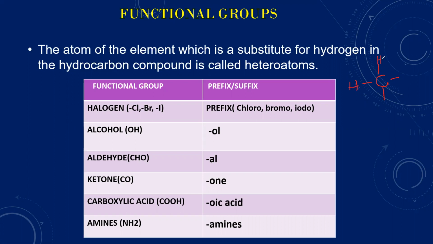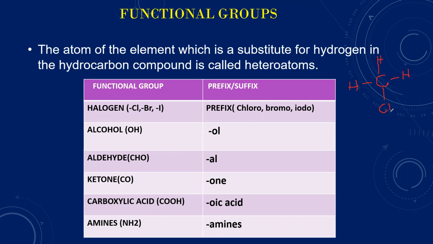So this is the structural formula of methane. We know the formula of methane is CH4. This is a hydrocarbon compound. Functional group means if this hydrogen is replaced by an atom, say I am replacing the hydrogen by chlorine. So this chlorine is a substitute for hydrogen. This is called a heteroatom.